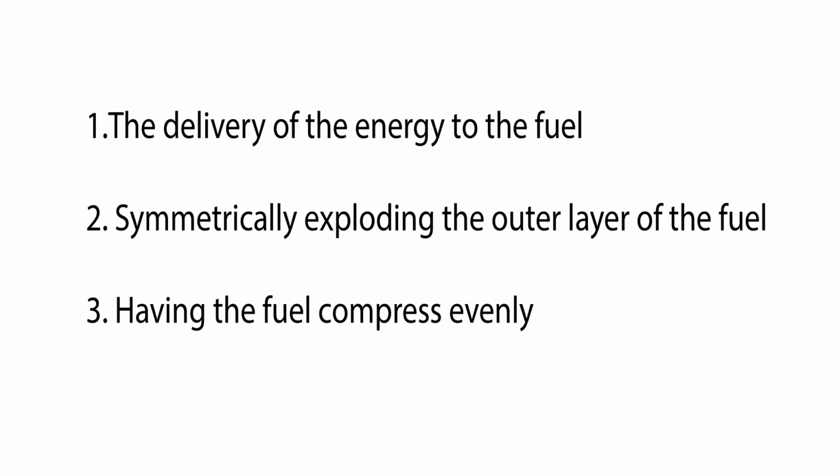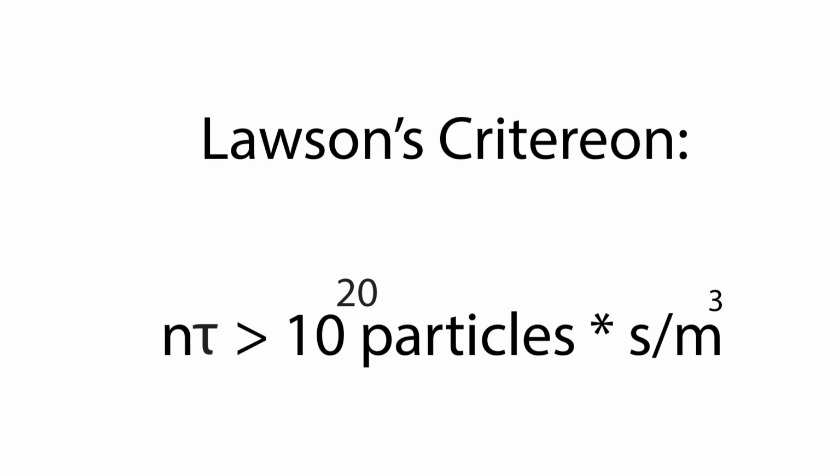The energy required to heat the plasma is proportional to the density of the ions n, and the rate of fusion is proportional to n squared. If tau is the confinement time, the output of energy is proportional to n squared times tau. If the output energy is to become greater than the input energy, we must have C1 times n squared times tau greater than C2 times n, where C1 and C2 are constants. N times tau must be greater than 10 to the power of 20 seconds times particles per meter cubed.